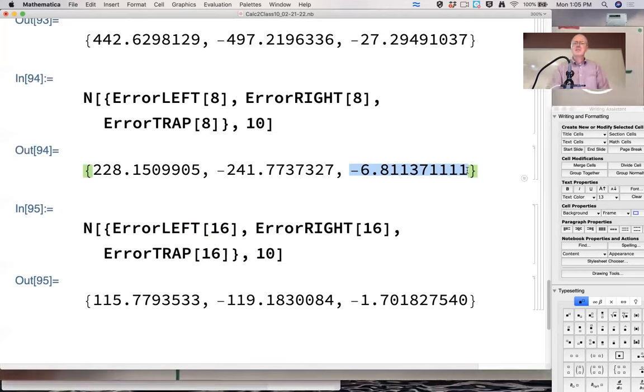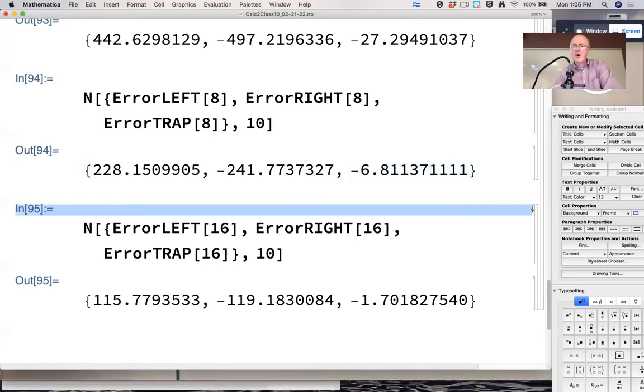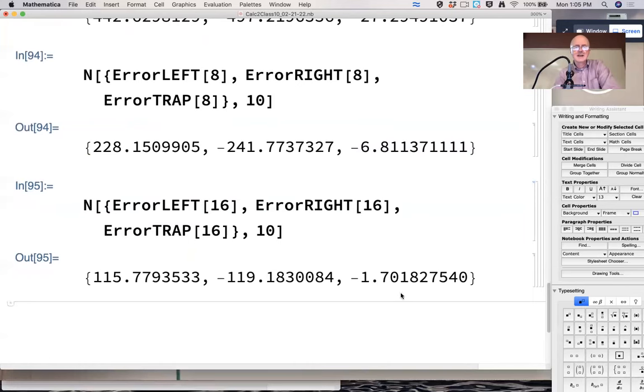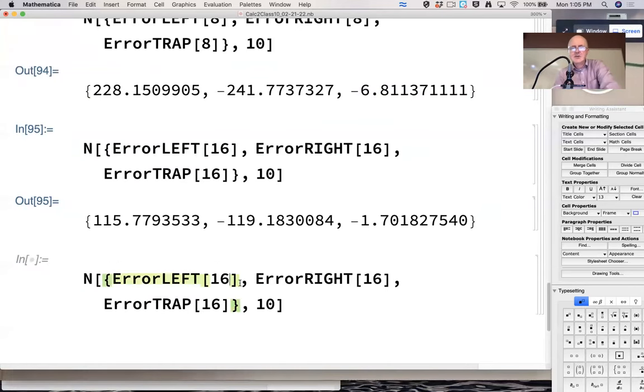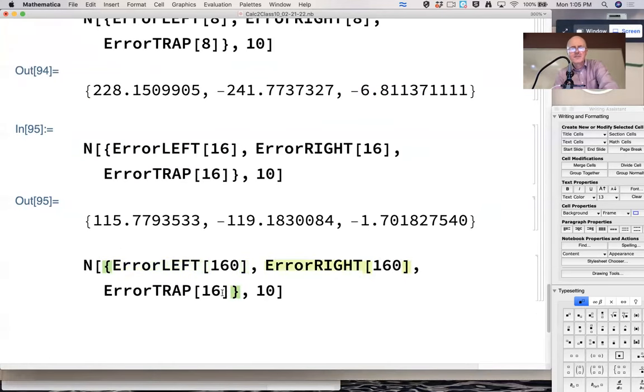Let's test it out. Instead of doubling it, why don't I try multiplying it by 10? Increase n from 16 to 160. What should happen if my conjecture holds true?